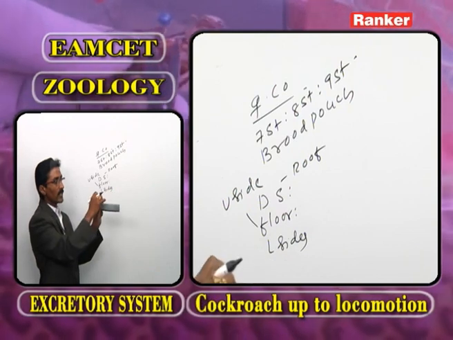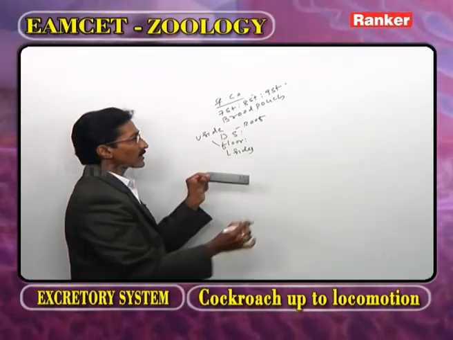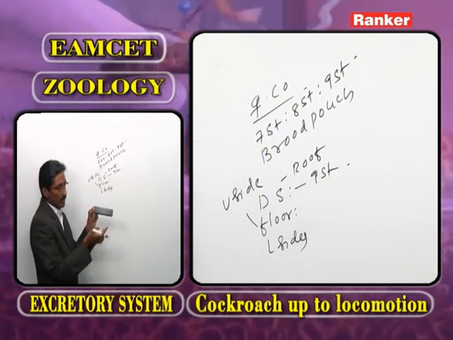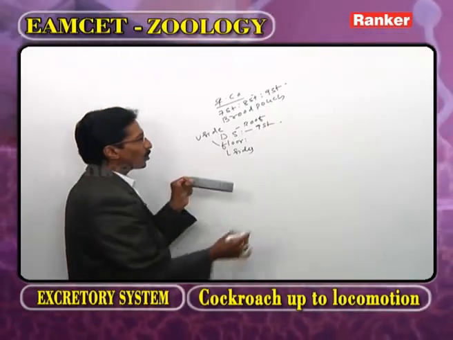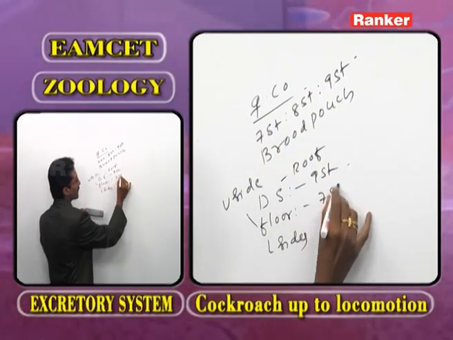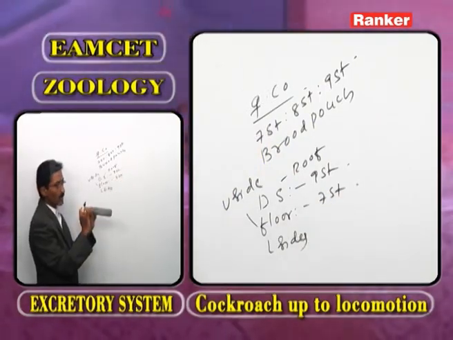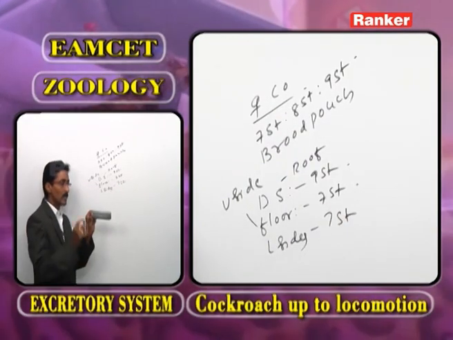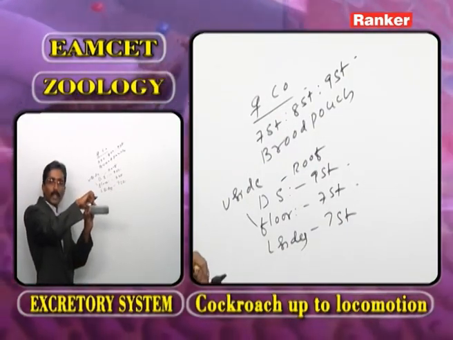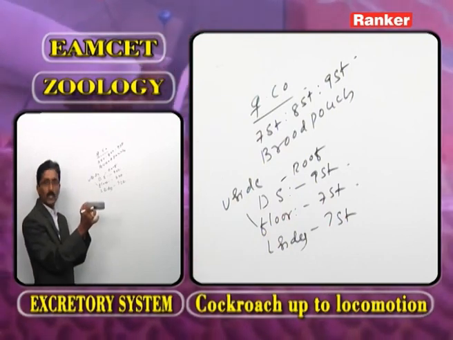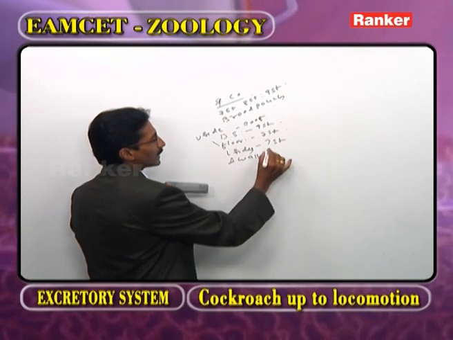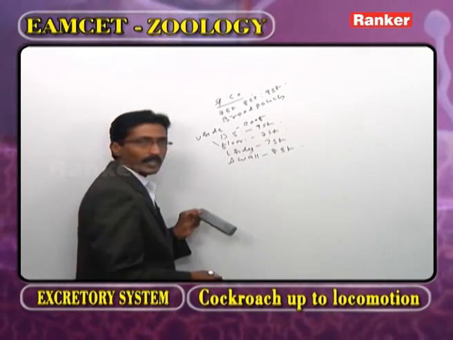Now, this is the dorsal side. The dorsal side is made by 9th sternal plate. What about the floor? The floor is made by 7th sternal plate. What about the lateral sides? They are made by 7th sternal plate. Now, this is anterior wall. This is posterior end. Now, the anterior wall is made by 8th sternal plate.